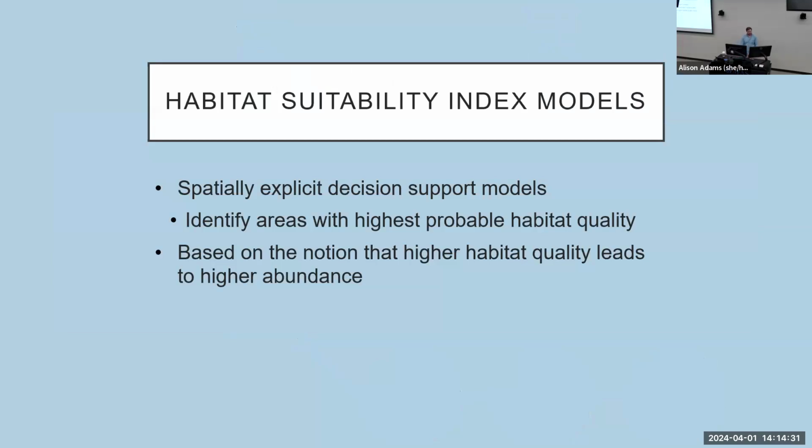Here I use habitat suitability index models. For those of you unfamiliar, these are spatially explicit decision support models that identify areas with the highest probable habitat quality. The idea is that if we have high habitat quality, we should have high abundance. If we have good habitat quality, these demographic processes should occur at rates that allow the population to persist.